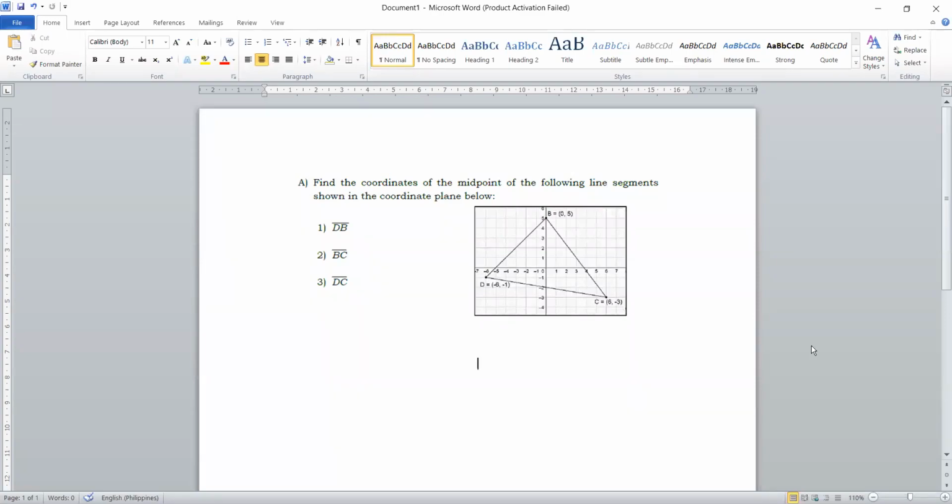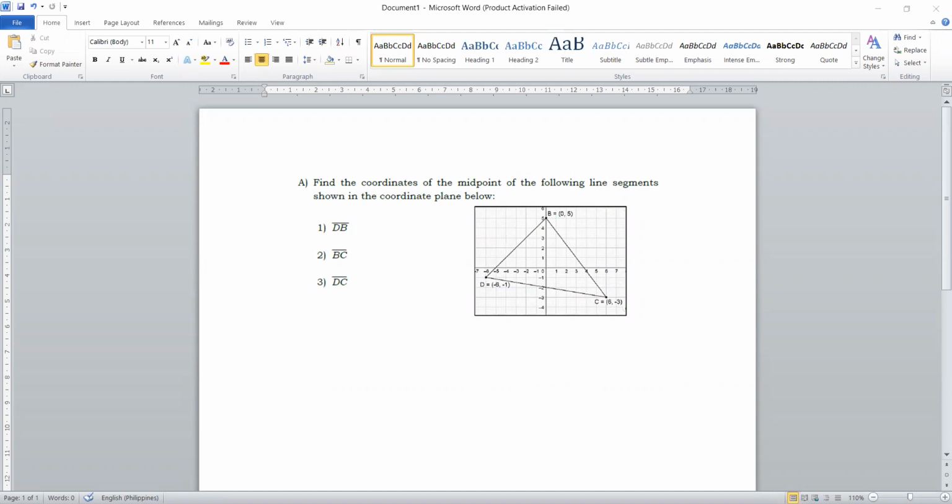Hi, so let's try to solve another problem. Find the coordinates of the midpoint of the following line segments shown in the coordinate plane below. So you have here line segment DB, this one, line segment BC, this one, and line segment DC, this one. So you need to find the midpoints of those line segments.